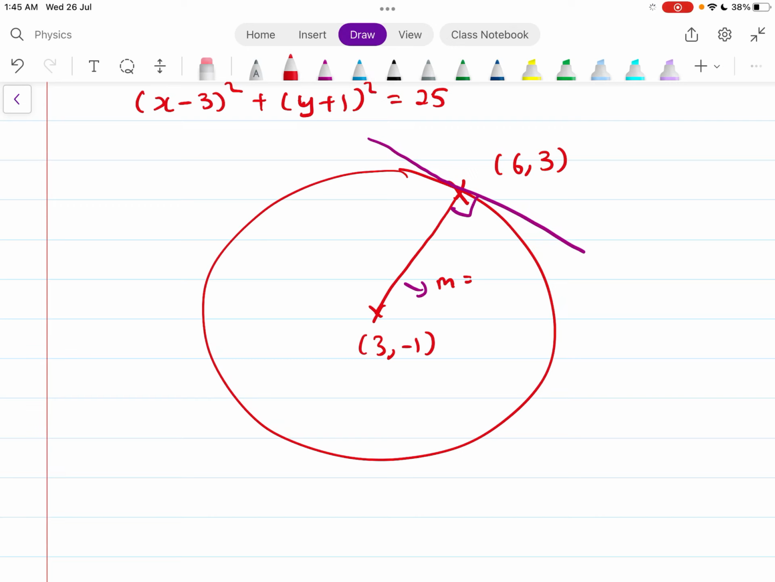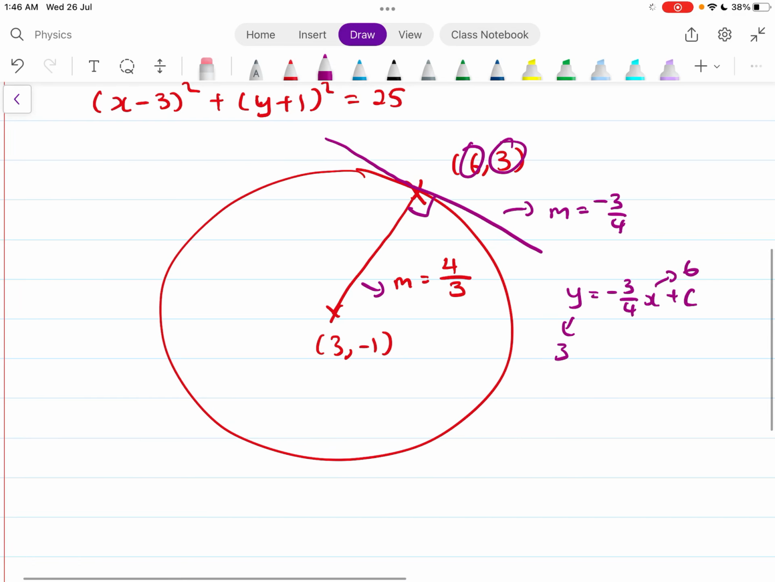So for this radius, y1 minus y2, right? So 3 minus -1 is 4. x1 minus x2, 6 minus 3 is 3. So the gradient of the radius is 4/3. For the gradient of this tangent, you roughly flip, then you change sign. Then after that you can find already. So y equal to -3/4 x plus c. So you just sub in (6, 3). So this will be 3 equal to -18/4 plus c.